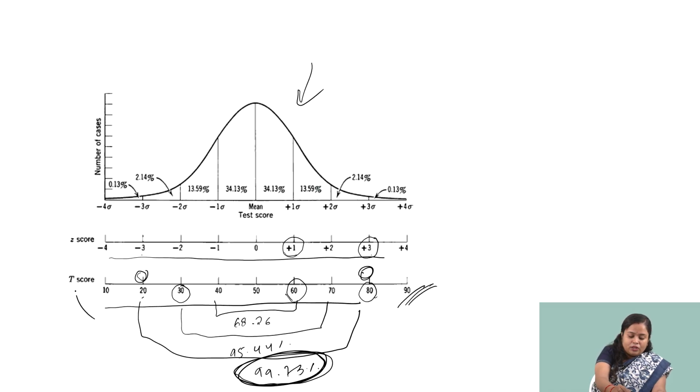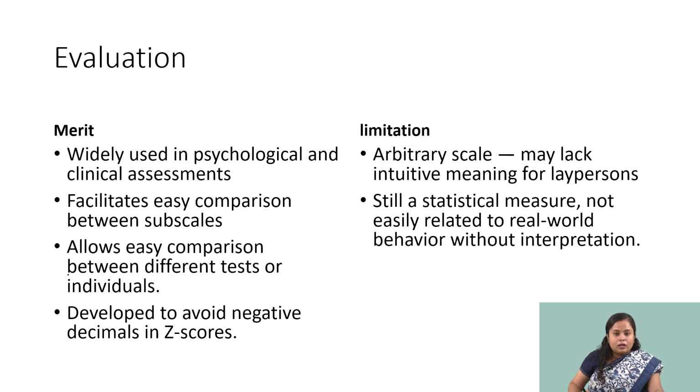These are very extreme cases in this evaluation. So, this T-score is widely used in clinical assessment, in psychological testing. It facilitates easy comparison across different tests, across different domains or scales, and it is developed to avoid negative decimals in Z-scores. When the Z-scores come in the range of decimal points, it would be difficult to compute or interpret. So, the T-score helps us to get rid of those decimal Z-scores.